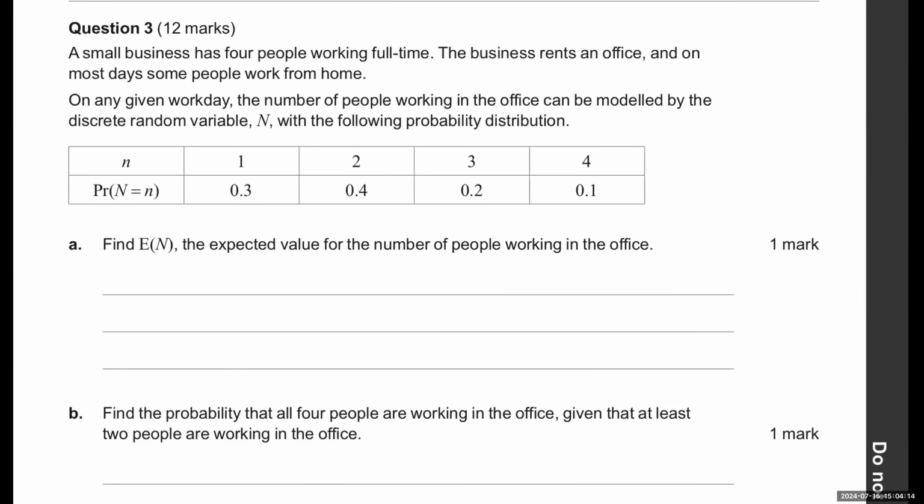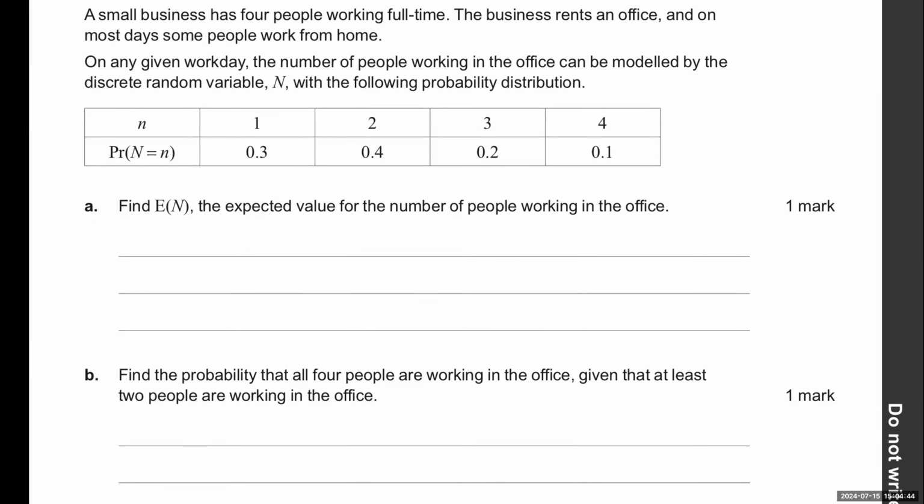Question 3. A small business has 4 people working full-time. The business rents an office, and on most days, some people work from home. On any given workday, the number of people working in the office can be modeled by the discrete random variable n with the following probability distribution. So we've got a small n value ranging from 1, 2, 3, 4, and the probabilities are 0.3, 0.4, 0.2, 0.1. They add up to 0.7 plus 0.3, yep, equals to 1.